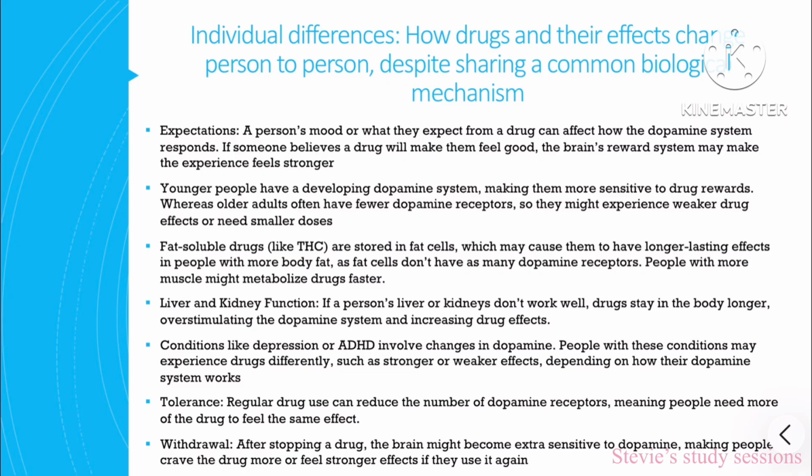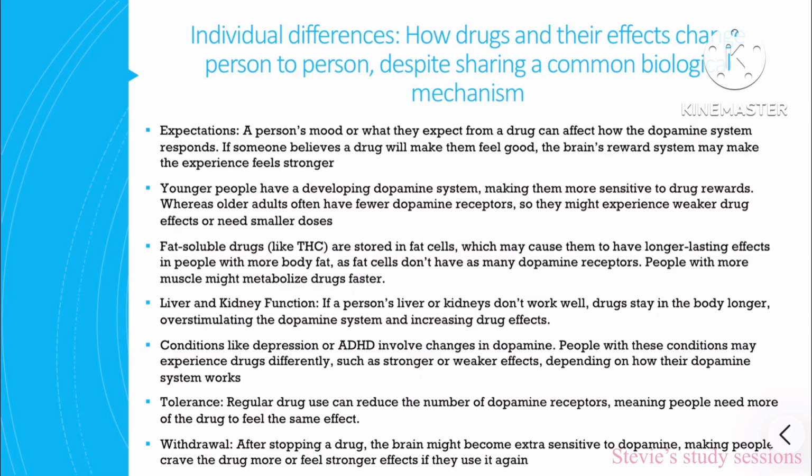Individual differences: how drugs and their effects change from person to person despite sharing a common biological mechanism. Expectations: a person's mood or what they expect from a drug can affect how the dopamine system responds. If someone believes that a drug will make them feel good, the brain's reward system may make the experience feel stronger. Younger people have a developing dopamine system, making them more sensitive to drug rewards, whereas older people often have fewer dopamine receptors, so they may experience weaker drug effects or need a smaller dose.